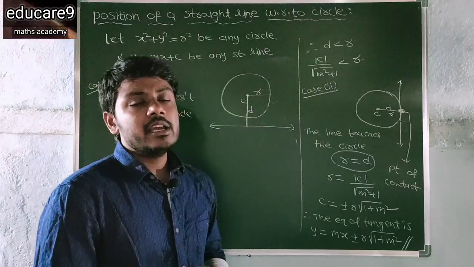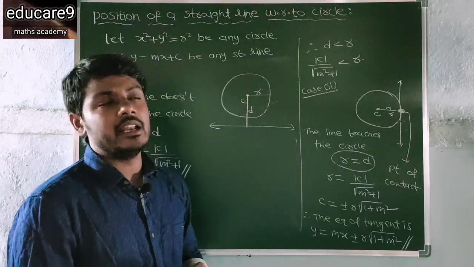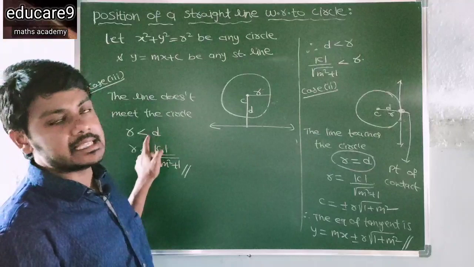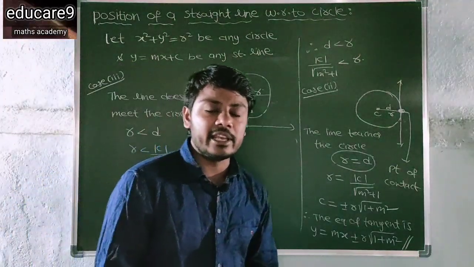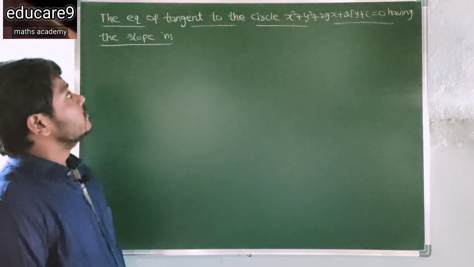And third case, if the line does not meet the circle, in that case r is less than d. So these are the three conditions. So see the next one.